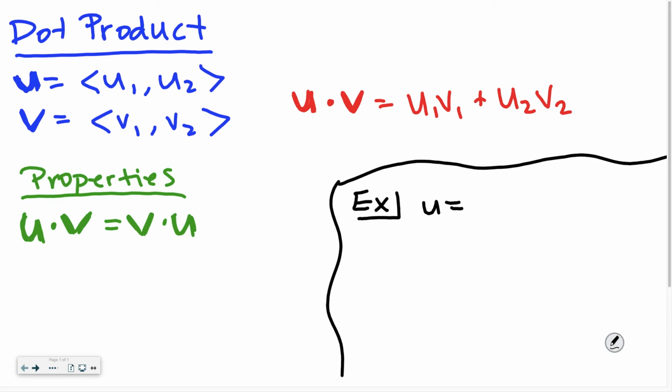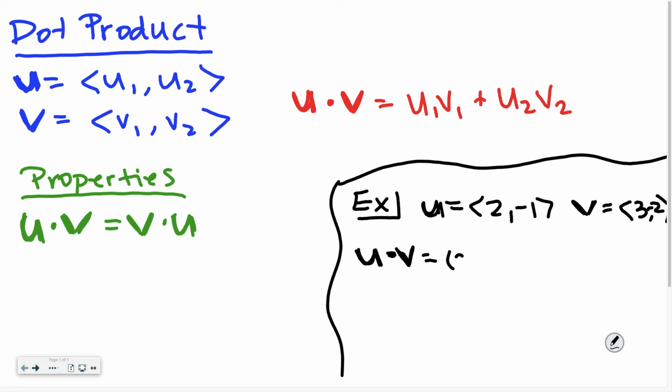It'll be easier to just answer this with an example. If u is the vector 2, -1, and v is the vector 3, -2, then our dot product is 2 times 3 plus -1 times -2, which is 6 plus 2.